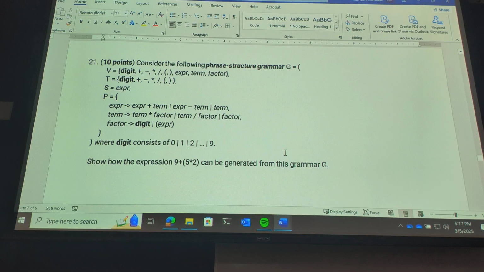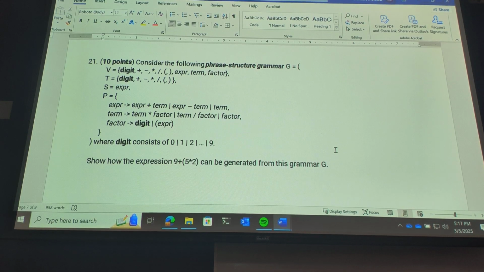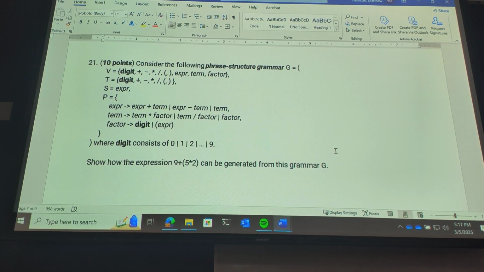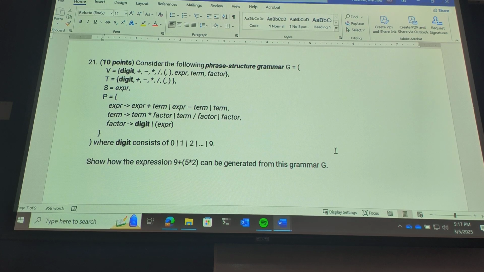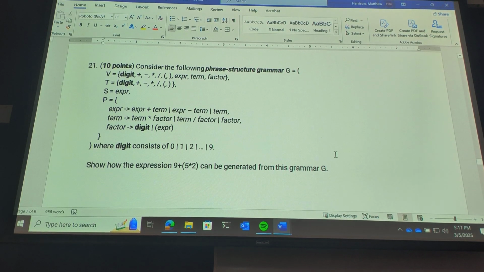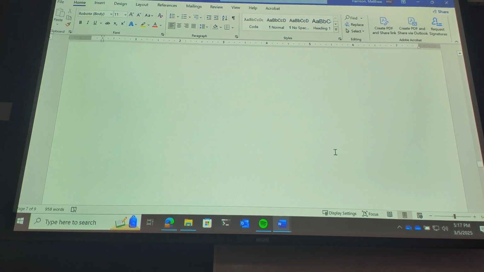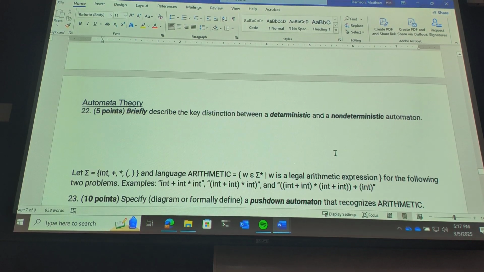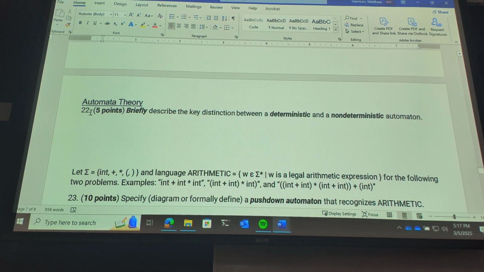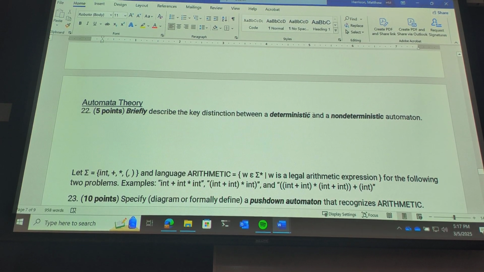Number 21, here's a phrase structure grammar that's a little bit nastier, but we talked about it in the context of resolving expressions in both the homework and in the lecture notes. Derive that expression. That's kind of fun. I already did the hard work, now you just gotta show me how to use it. All right. 22, briefly describe the distinction between a deterministic and non-deterministic automaton.